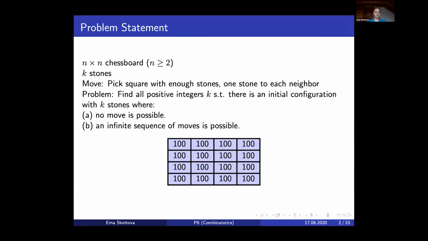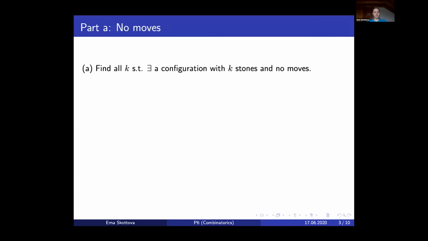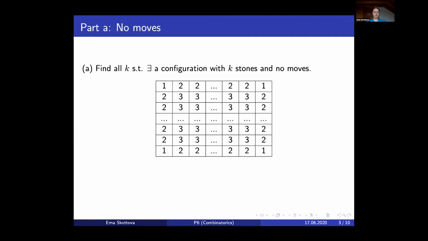Now we will proceed to find all the k that satisfy these properties. We can start with part A, where we are trying to find all the k's that have a configuration where there are no moves possible. After playing around for a bit, you may want to try to fill up each square as much as you can. In particular, you give each square the number of neighbors that it has minus 1 stones, because then it's filled up to the maximum, and adding 1 more stone would give it a move.